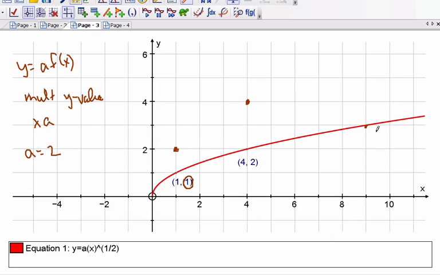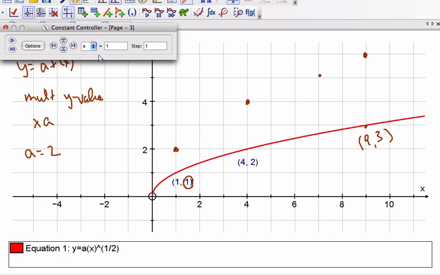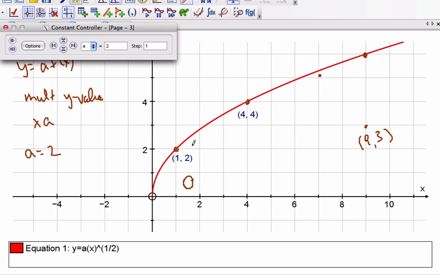This is the point here, 9, 3. This 3 multiplied by 2 goes up to 6. And so if I double that, it'll be around here somewhere. So I'm doubling the y value. Let's see what happens here. My control is set up to go by 1. Let's see what happens when I change it to 2. It indeed goes up through here.